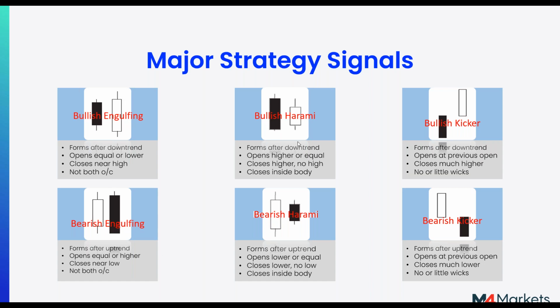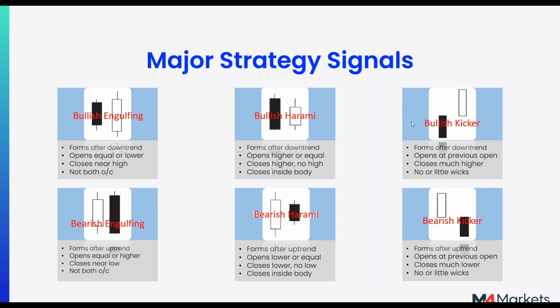In the bullish harami case, it also forms after a downtrend. Okay, so we need to have a downtrend. You're going to have that open higher or equal to the previous candle, and it will close higher, but not make a new high. Obviously, we'll close higher, that's why it has to be a bullish candle, right? And we need to close inside the actual body of the preceding candle. And exactly the opposite is for the bearish harami.